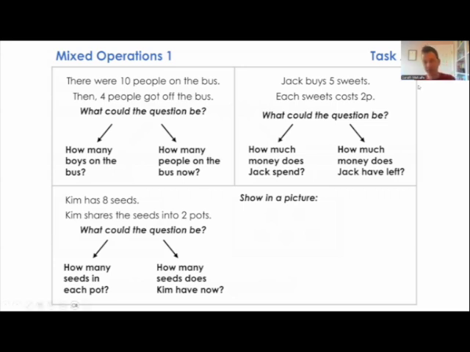We discussed the question on the right-hand side. Jack buys 5 sweets. Each sweet costs 2p. It's how much money does Jack spend? To know how much money Jack has left, the depth is, we're saying, well, what other information would we need? We would need to know how much money he had.